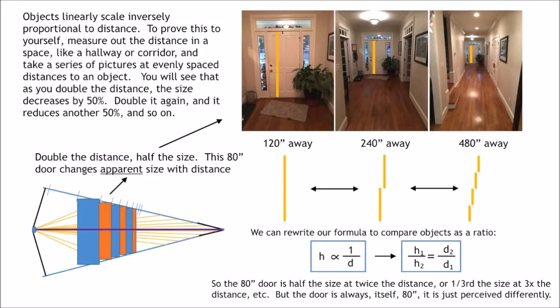That's just comparing two object heights with two distances to one another. So the 80-inch door is half the size at twice the distance, or 1/3 the size at 3 times the distance, and so forth. But the door is always itself 80 inches. It's just perceived differently. This may seem like a trivial point, but it's important.